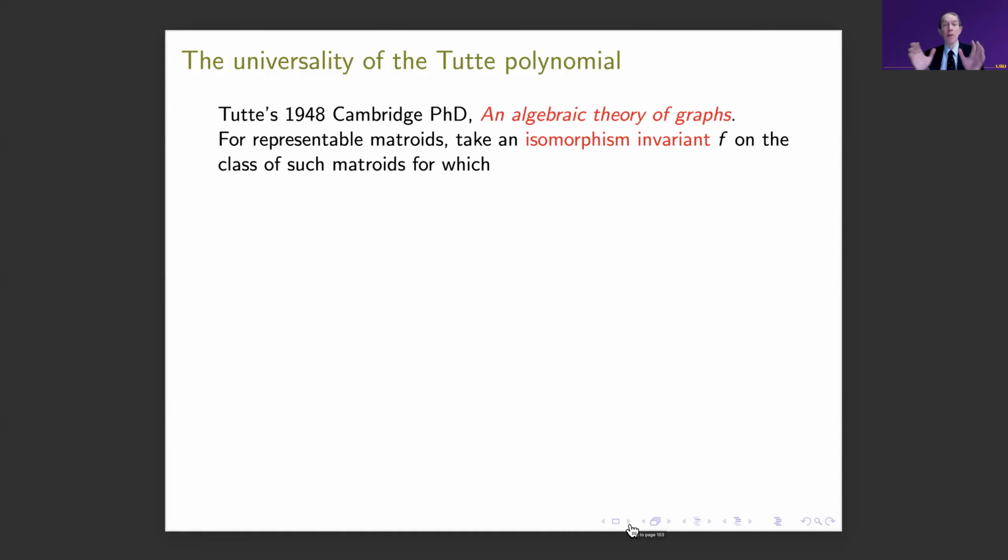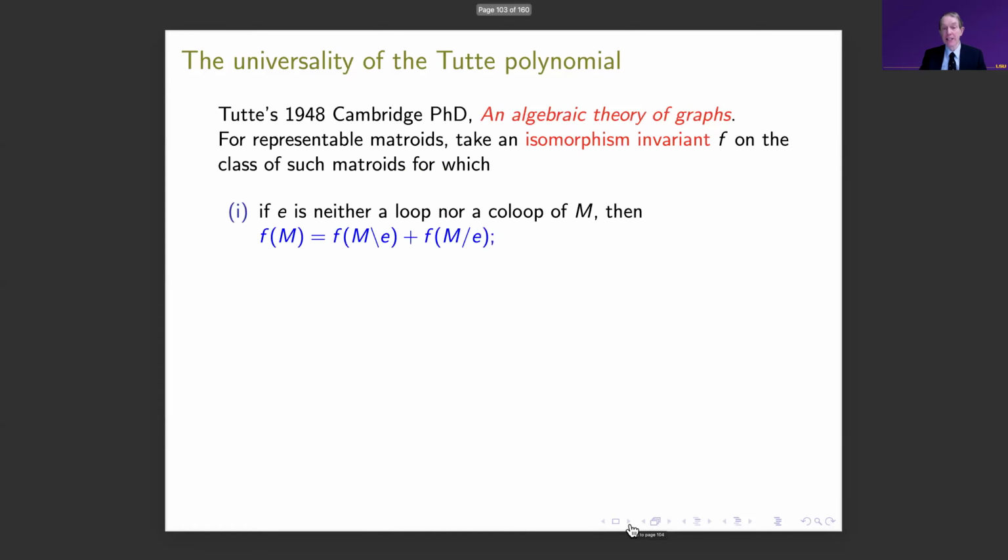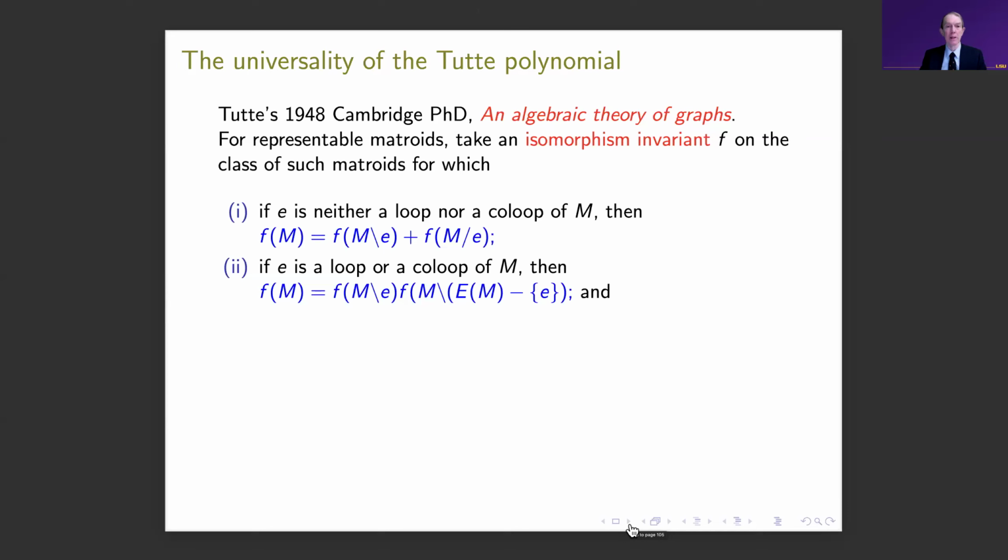So you take an isomorphism invariant. If you've got M1 and M2 and they're isomorphic, then F evaluated on M1 is the same as F evaluated on M2. And then this isomorphism invariant obeys this deletion-contraction recursion that the complexity numbers obey. What happens if you've got a loop or a coloop? Well, then you have a multiplicative formula. F of M is F of M delete e, which could be F of M contract e because it's a loop or a coloop, of course. And then this is F of M delete e times F of M minus e. That, of course, is just F evaluated on the element e.